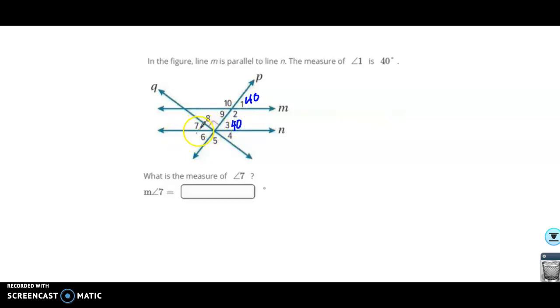They want the measure of angle 7. We know this one is 90. So we know that 90, 40, and whatever this one is have to add up to 180. Well, 90 and 40 adds up to 130. So that means angle 7 has to be 50 degrees.